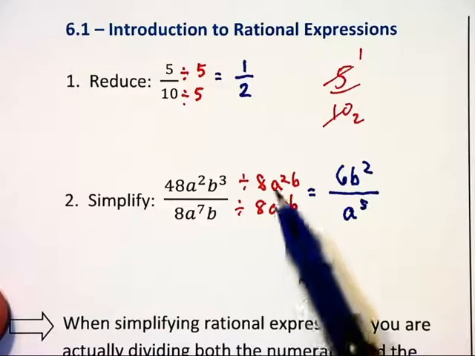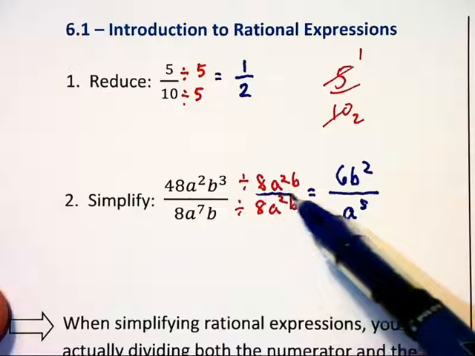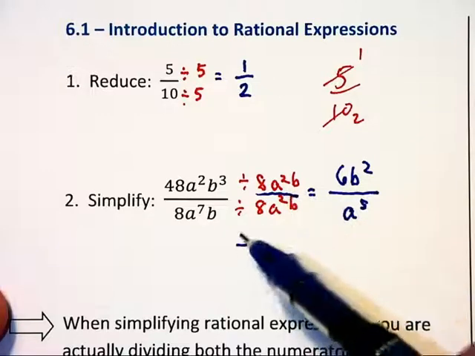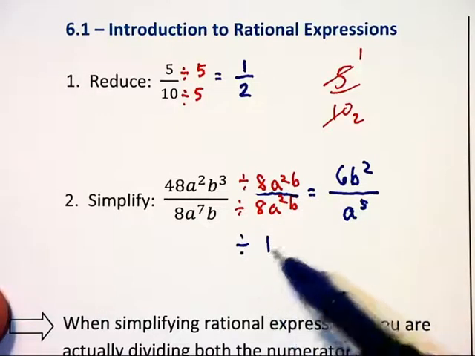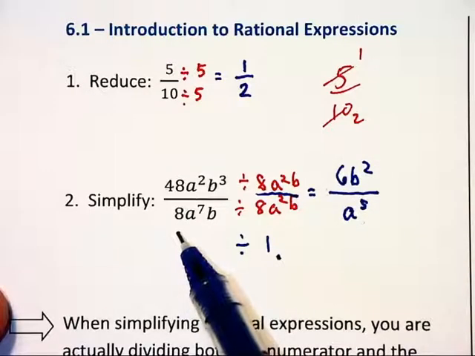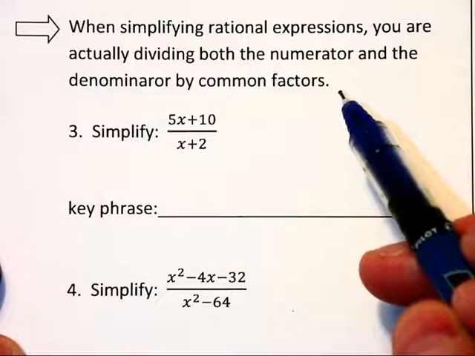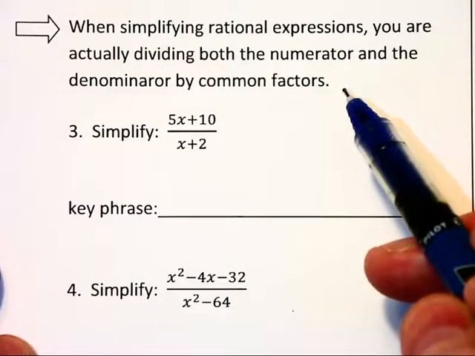Now, even though we won't always write it this way, this is really what's going on. We're dividing both the numerator and the denominator by the same thing. And whenever you divide by something over itself, we're really dividing by 1. And whenever you divide by 1, the value of what you get is equivalent to what you started with. So, I've rewritten that here. Basically, you're actually dividing both the numerator and denominator by common factors.